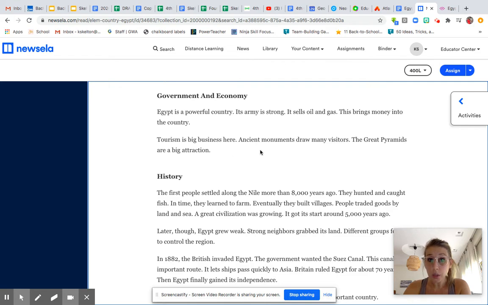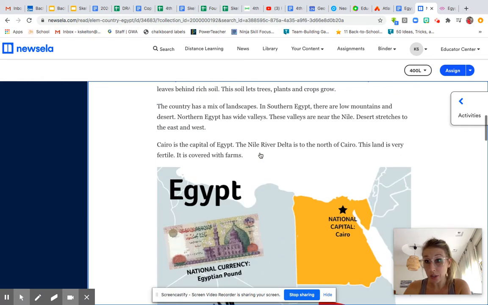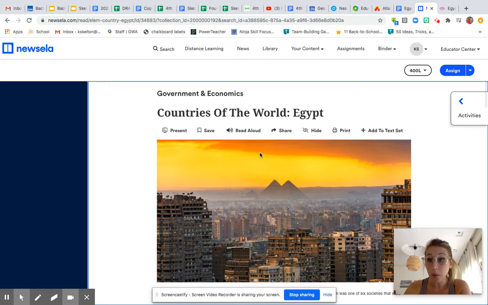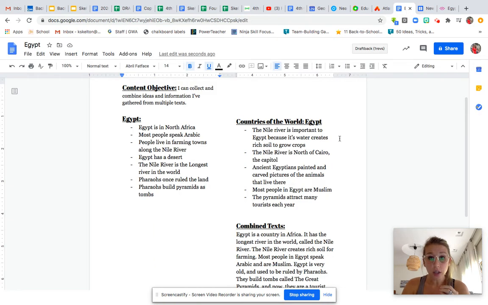So what we're going to do is combine the notes that I took and talk about both of these articles together. We're going to combine our two ideas into one big idea. So, if you want to look, here we go. Our content objective today is that I can collect and combine ideas and information I've gathered from multiple texts.